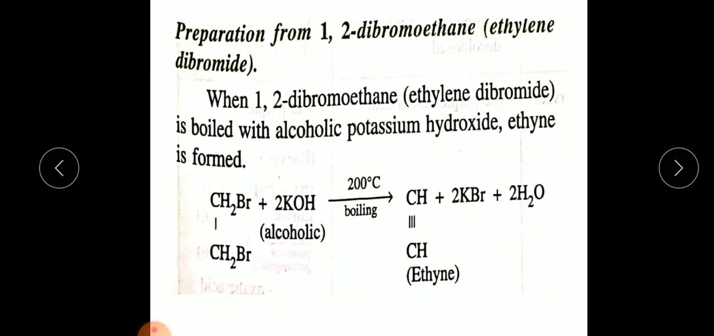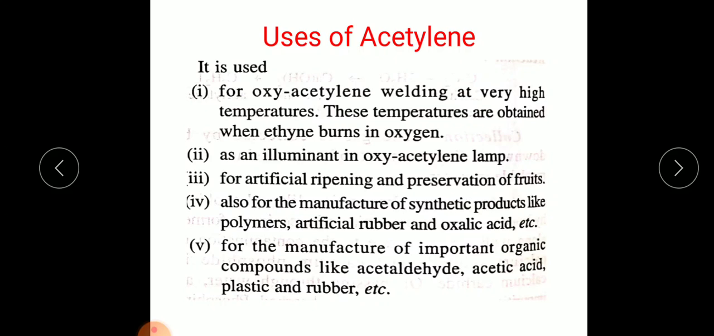Next, we can also prepare acetylene from 1,2-dibromoethane. When 1,2-dibromoethane or ethylene dibromide is boiled with alcoholic potassium hydroxide, ethyne is formed. So when you have this 1,2-dibromoethane and treat it with alcoholic KOH, what will happen? It will remove HBr from here and HBr from here, and it will form a triple bond like this, ethyne, and potassium bromide and water.